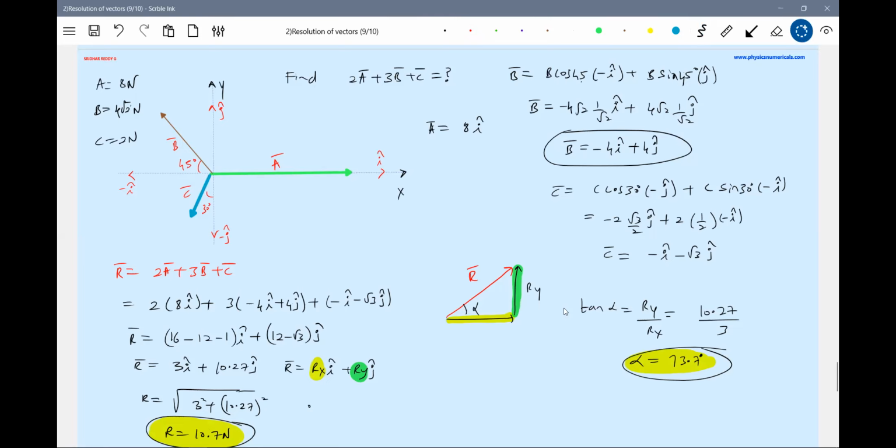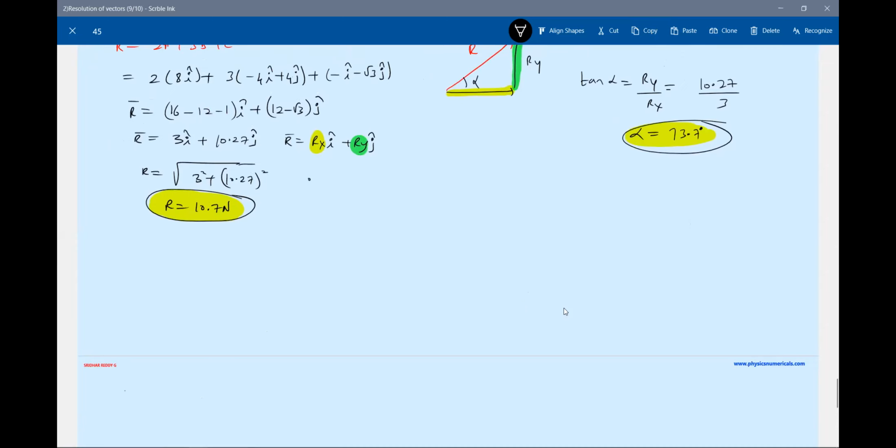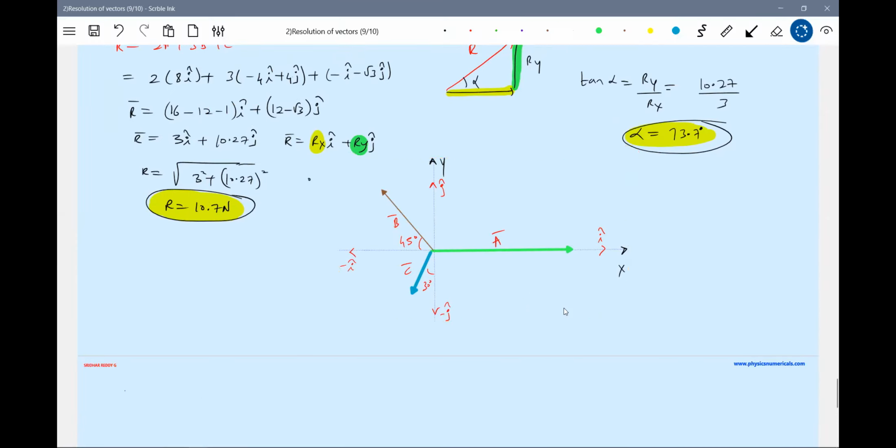So the final diagram, because there's a question, I think I'll paste it here. Our R bar will be 10.7 and it will make 73.7 degrees. It is like this. This is R bar, and this is alpha.